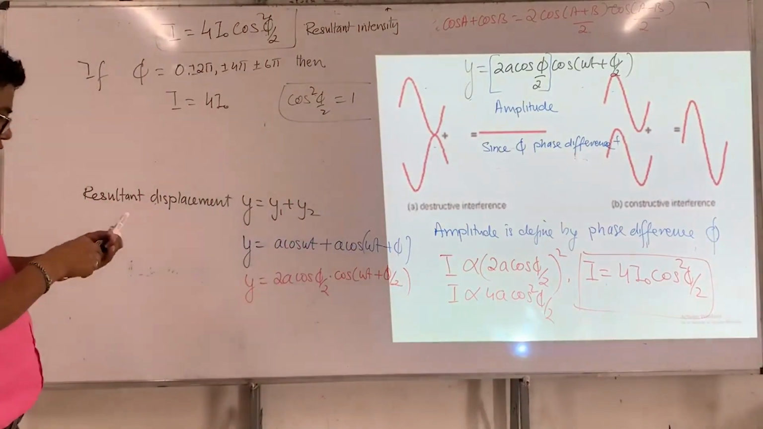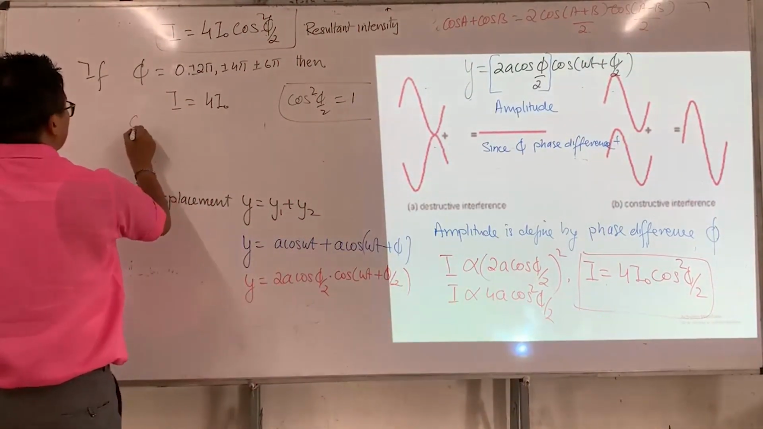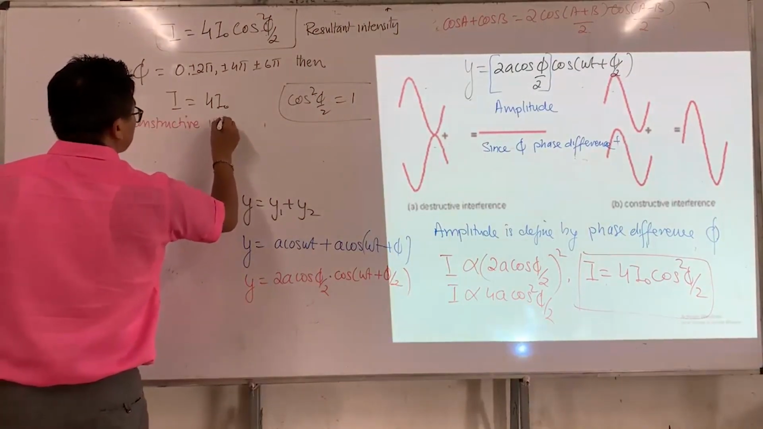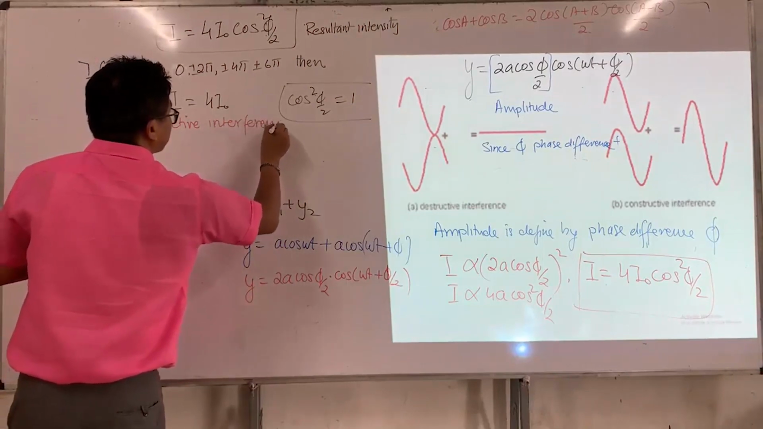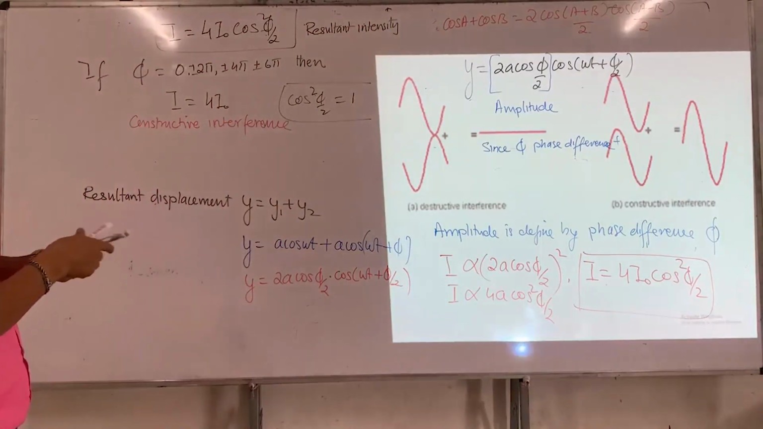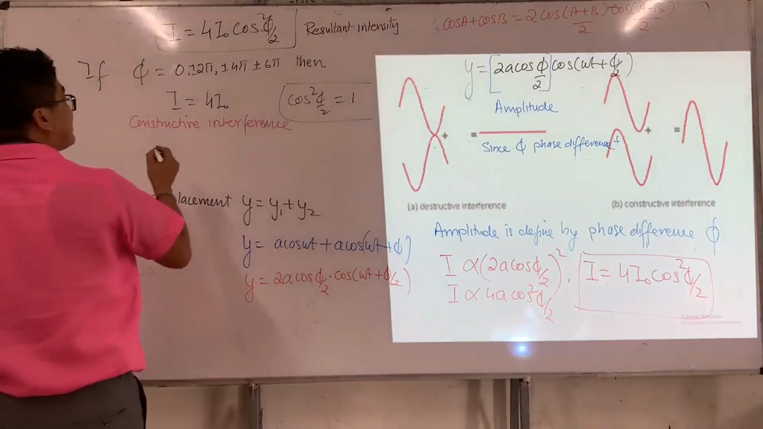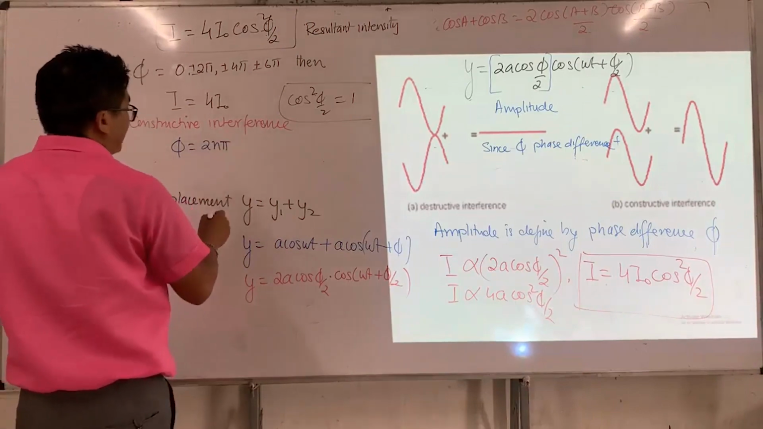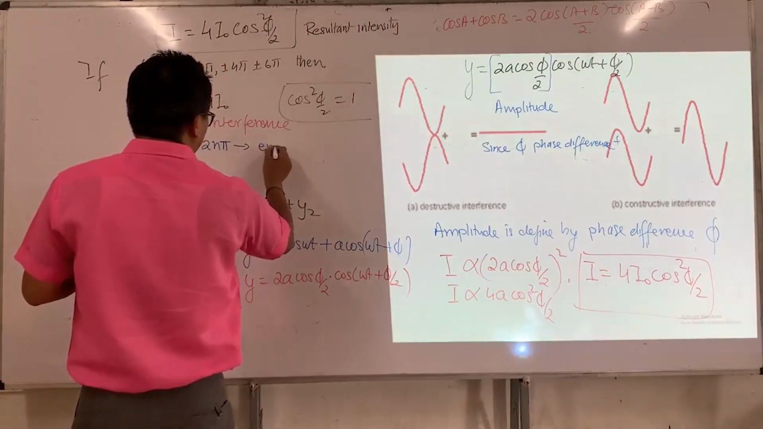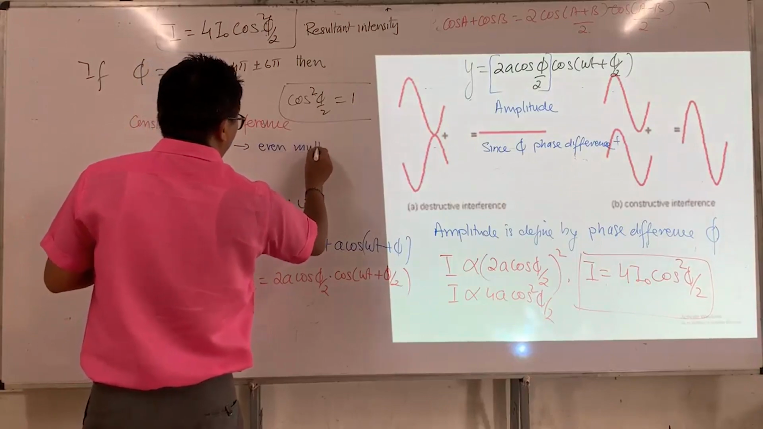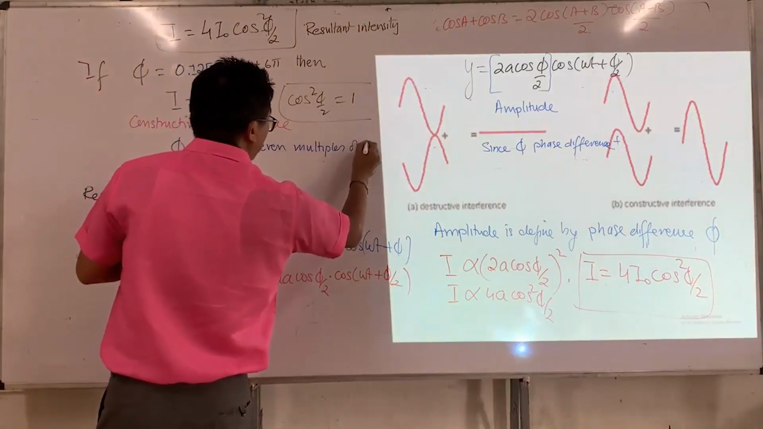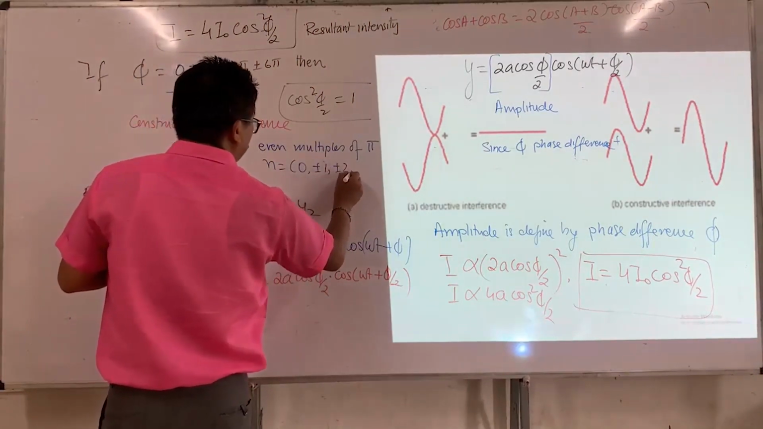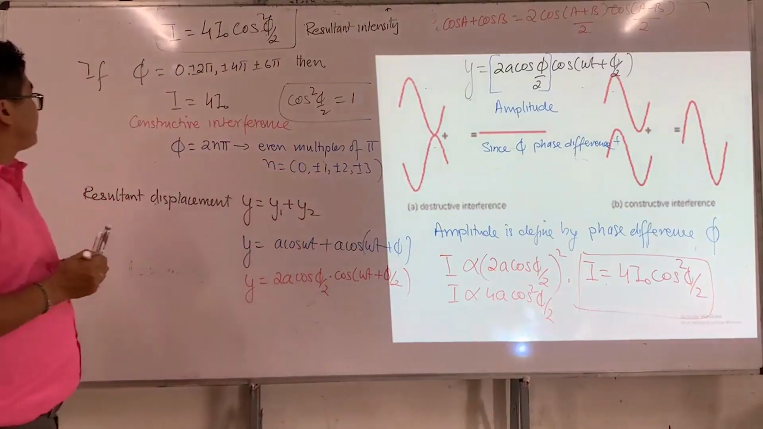So this is what we call constructive interference. The condition is that the phase difference is equal to 2n pi, and this is what we call an even multiple of pi, where n is equal to 0, plus minus 1, plus minus 2, plus minus 3.